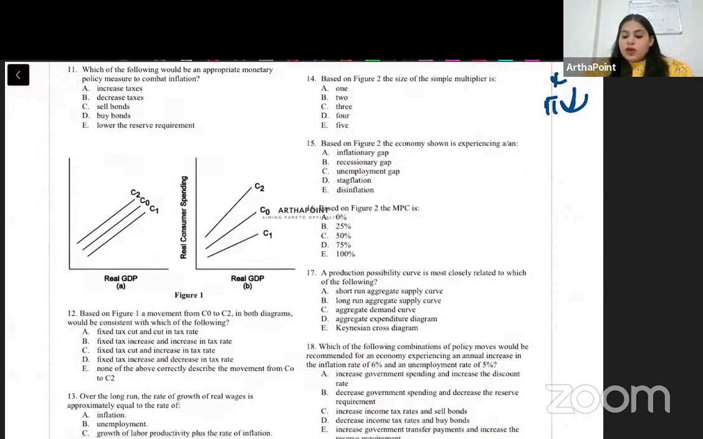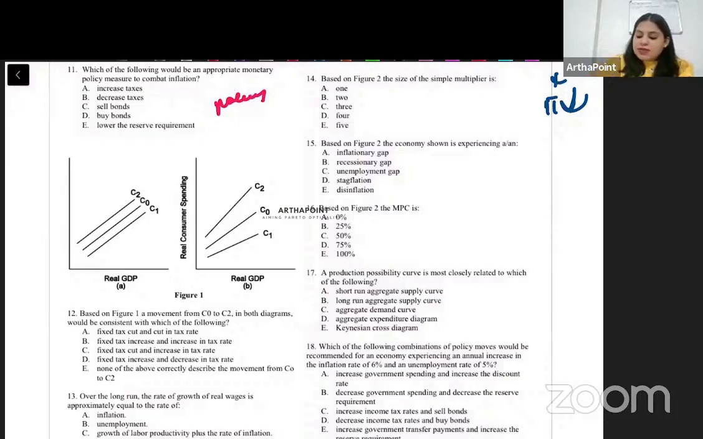Which of the following would be an appropriate monetary policy measure to combat inflation? So I want to reduce inflation. We just saw that you can increase taxes, and that will help reduce inflation. But beta, tax is a fiscal policy. It is a bit tricky. Tax is a fiscal policy, and the question is asking about monetary policy. That can only happen through open market operations or reserve ratios.